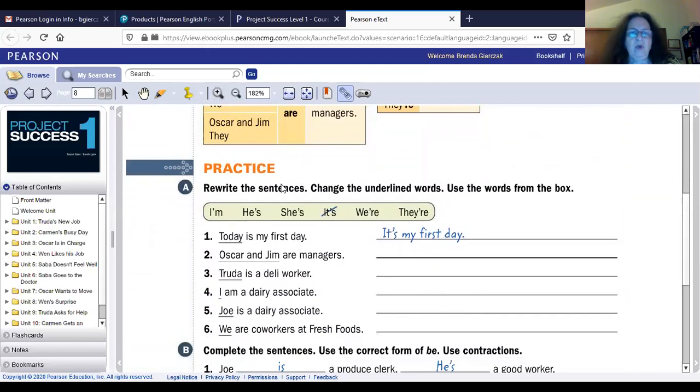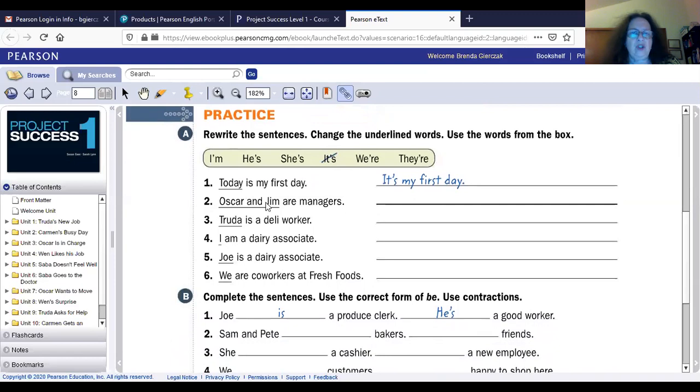You're going to rewrite the sentences. You're going to change the underlined words and use the words from the box. So "today is my first day," and we're going to say "it's my first day." And then we're going to cross off the word it's inside the box. So in the box we have I'm, he's, she's, it's, we're, and they're.